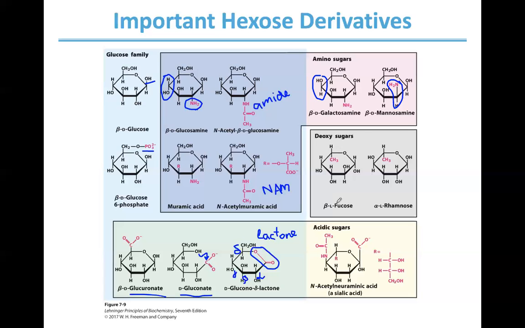Okay, here are some examples of L sugars. These are actually a little funny because they don't really have OH on carbon 6. So this one is a beta L-fucose. So basically it's L because the CH3, which is carbon 6, is on the bottom.